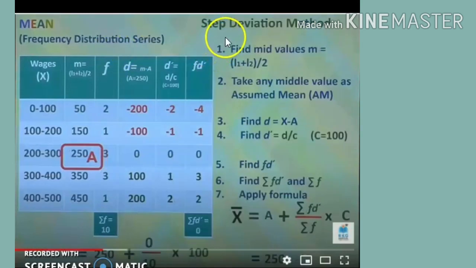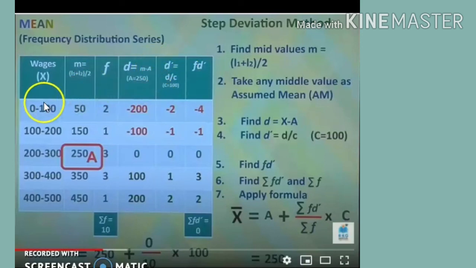Next method in continuous series is the step deviation method. First you have to find the mid value, that is m. You already know the mid value, as you had the same question in the previous discrete series. Next you had to find d also, x minus a, that also you had found. Next, you have to find d dash. How will you find d dash? D dash is d divided by c, or x minus a by c.